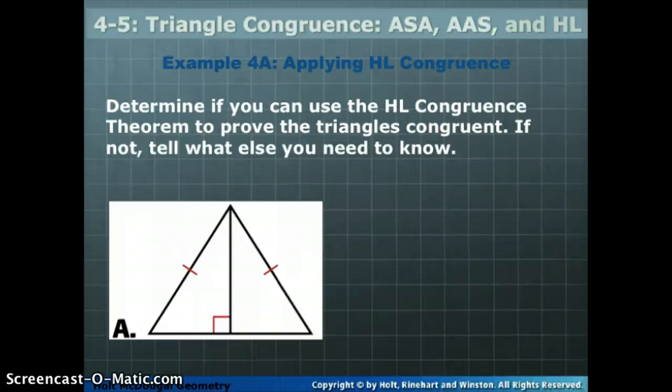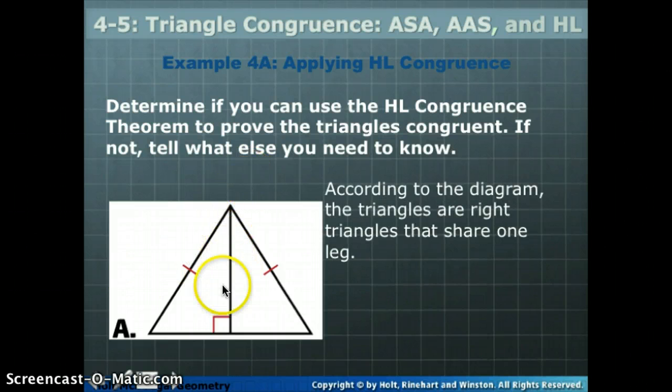Determine if we can use the hypotenuse leg congruence theorem to prove the triangles are congruent. If not, tell what else we would need to know. In our picture, the first thing we said we need to check is, are they right triangles? Well, if this is a right angle and that's a straight line, then yes, we have two right triangles. And I see that they are sharing a leg because they're touching right here. So we have the leg part of the hypotenuse leg.